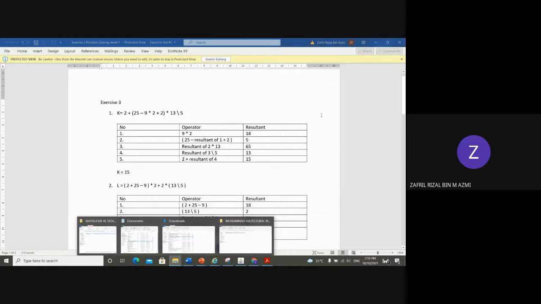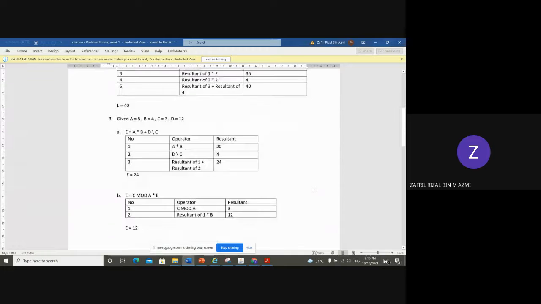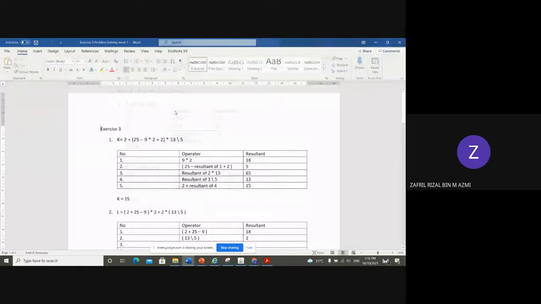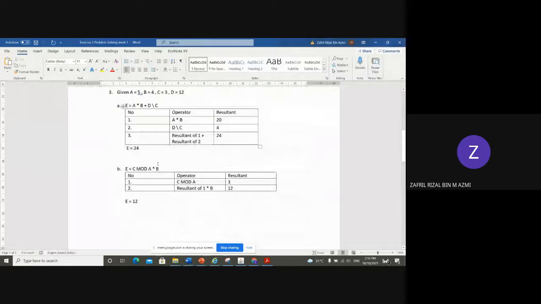Apa nama Muhammad Aziz? Okay, Muhammad Aziz, tengok. Yang ni nampak macam betul kan, tapi kurang tepat kan. So you are missing the process. You don't have the drawing. The drawing also gives some points, so missing drawing and missing the last process, which is to store the last resultant to variable E.